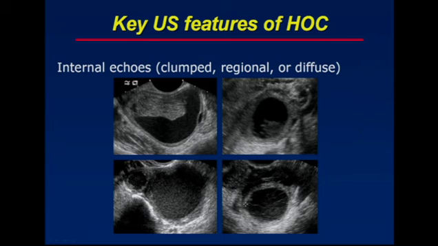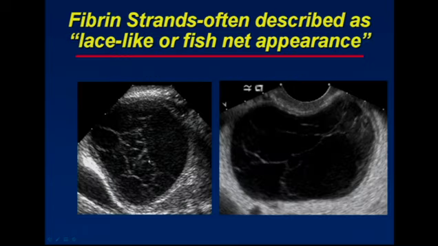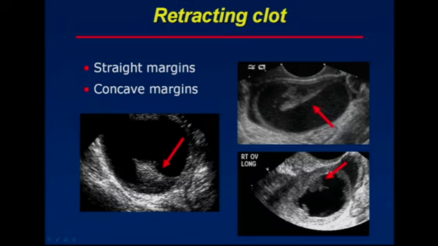So the key ultrasound features of a hemorrhagic ovarian cyst are that there are internal echoes, which can be clumped, as we see in these instances, oftentimes with a lace-like or fishnet appearance. And so these are not septations; these are fibrin strands within a sea of clot. And the retracting clot sign is very useful for you to look for. So again, as I mentioned before, this wall-based clot isn't a mural nodule because it doesn't have the same echogenicity as the wall, but it also has these concave margins or straight margins that allow you to be confident that you're dealing with clot.